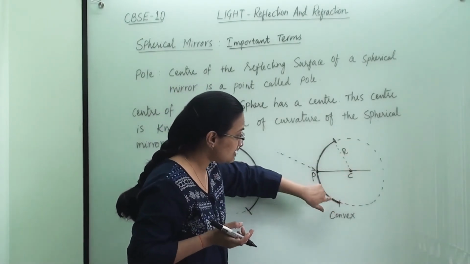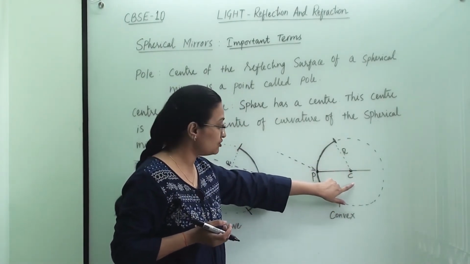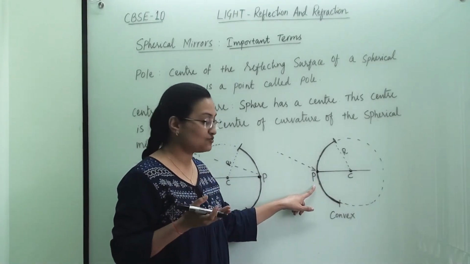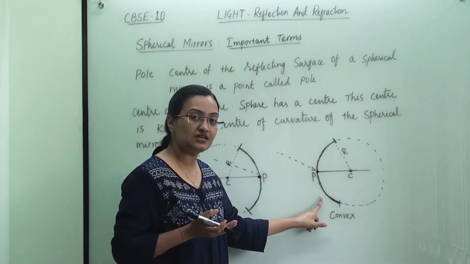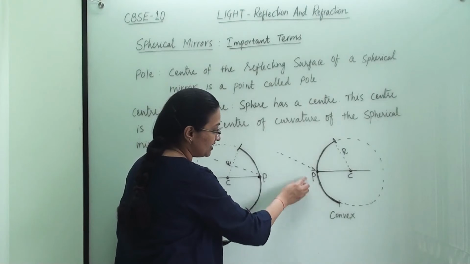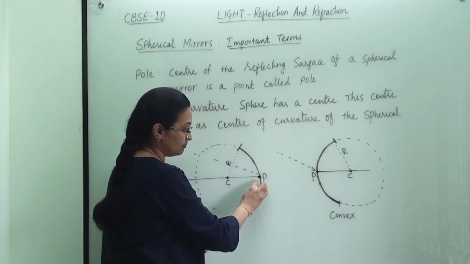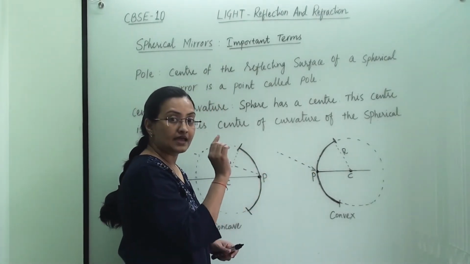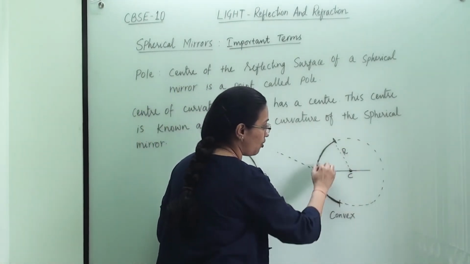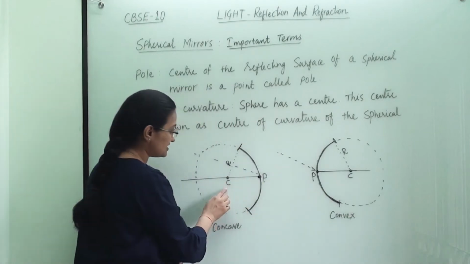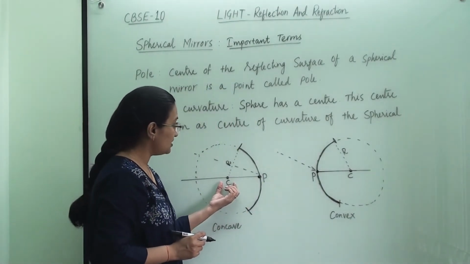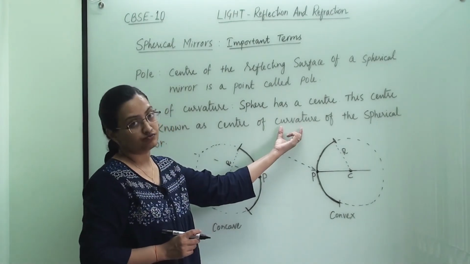Yes, this is a part of a sphere, but it takes part in reflecting the rays when we use this spherical mirror surface. So here P is the pole, the midpoint of the spherical mirror, and it is lying on the spherical mirror. Where is C? C is the center of the sphere, and it is known as the center of the curvature of the spherical mirror.